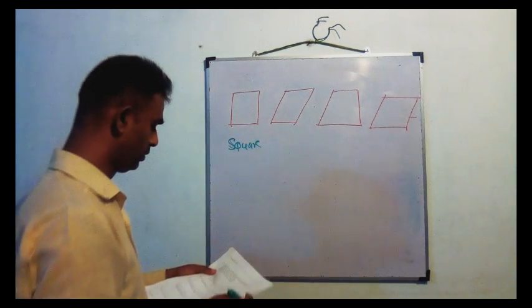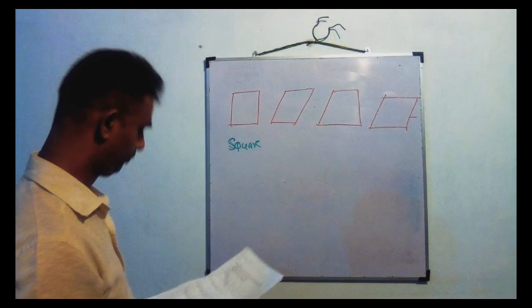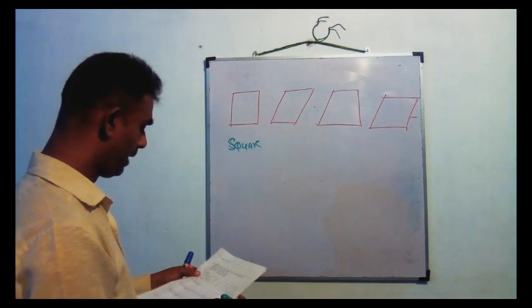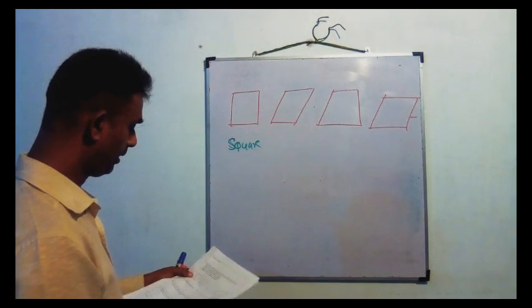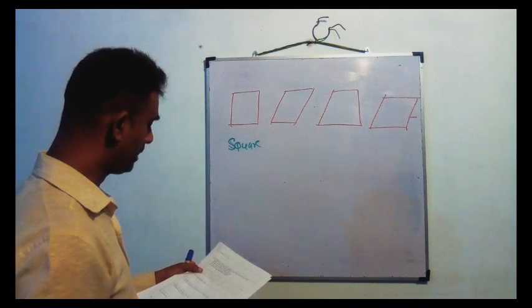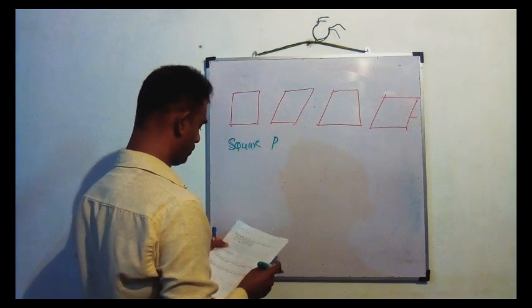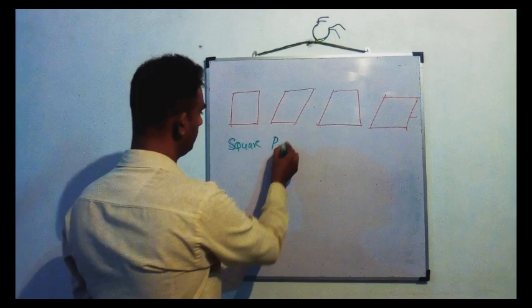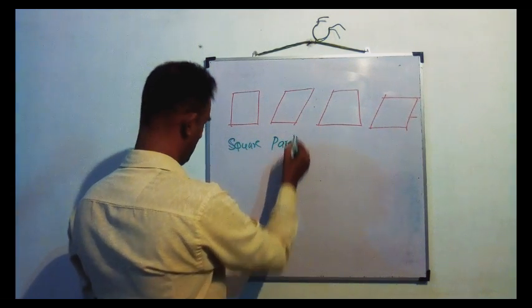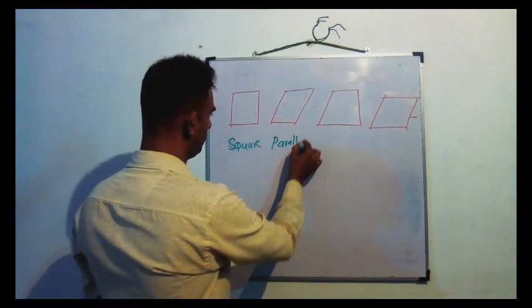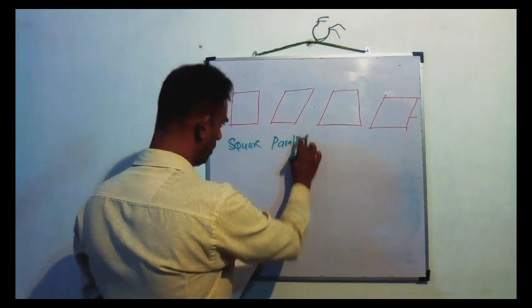This one is square. Next one is parallelogram. This is a parallelogram. This is a parallelogram. This is a parallelogram. No problem.